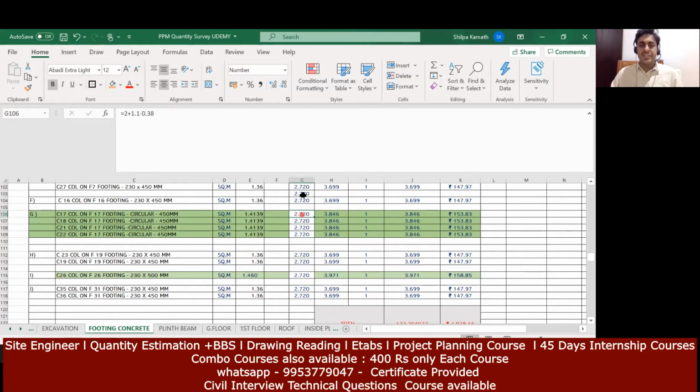And what about the height? The height, whatever you have written here, the same height will go for the circular column as well. Now again, the rest of the things remain the same. Multiply these two quantities, and you get the total quantity.